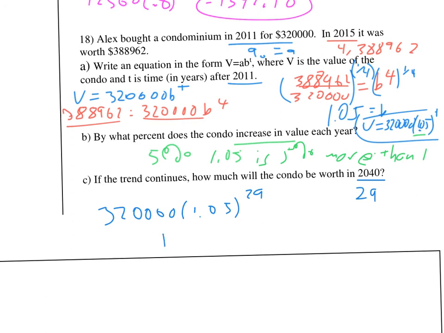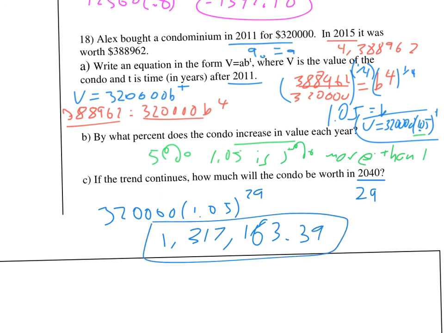And that's going to be worth $1,317,163.39. Some of you may think that that's crazy, that a condo, which is kind of like an apartment, would be worth over $1 million.